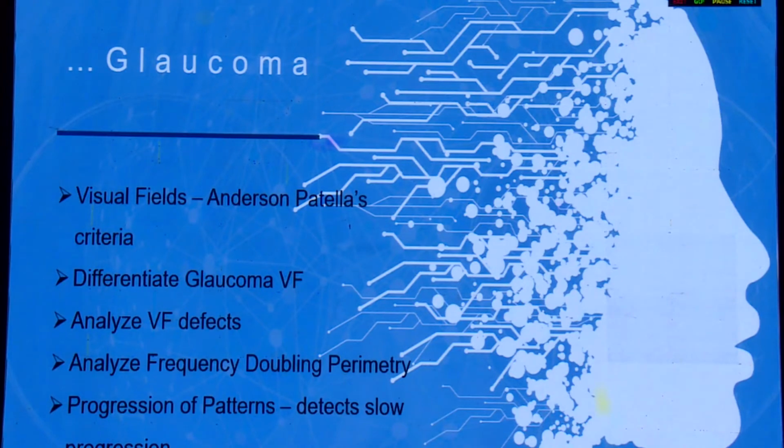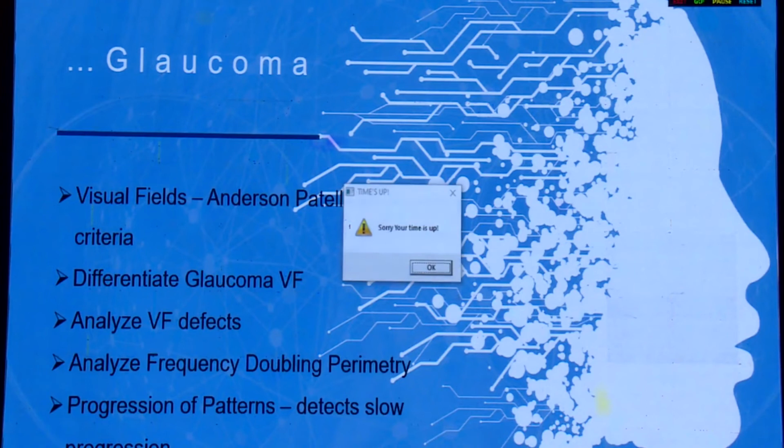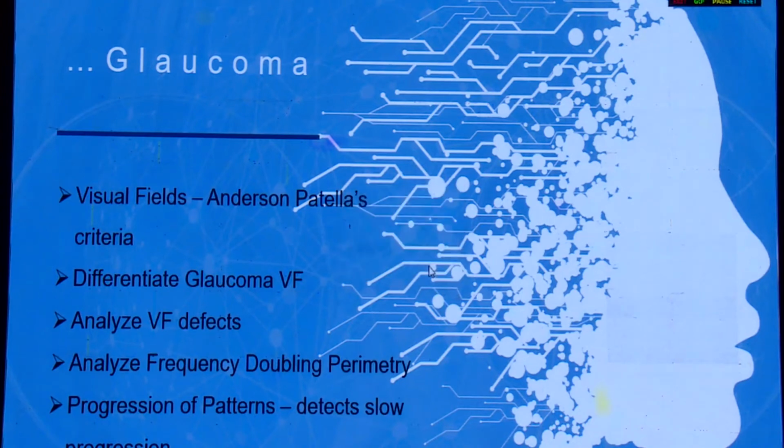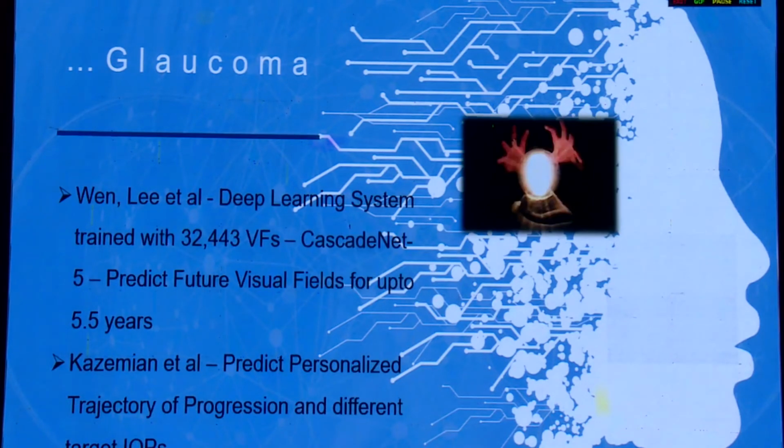So progression of patterns of the fields, all these will become very simple. You don't have to look at the paper and think what you studied 5 years back. You can just let the machine tell you what to look for. That is not all. They trained a deep learning network and it can predict the future.